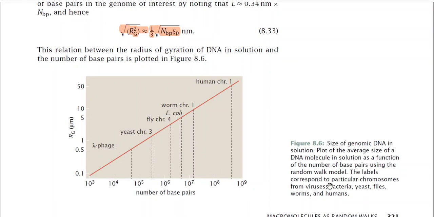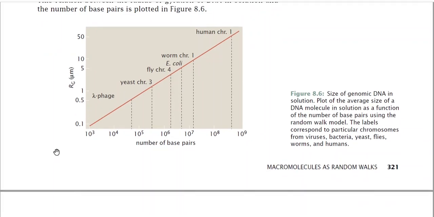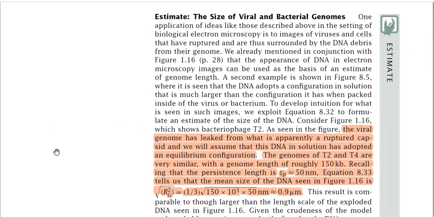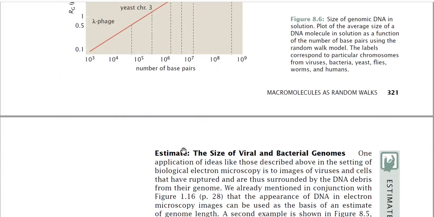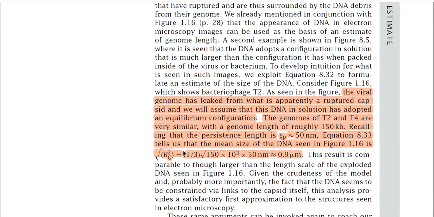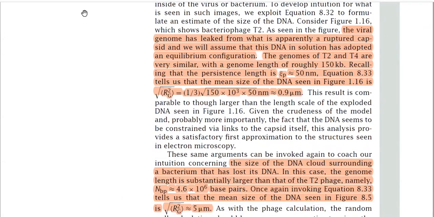The labels correspond to particular chromosomes for viruses, bacteria, yeast, flies, worms and humans. So you see the graph. These are the number of base pairs and these are the values of the Rg. Now using this formula, either equation 8.32 or 8.33, we can estimate the size of the genome. So I will discuss only two examples.